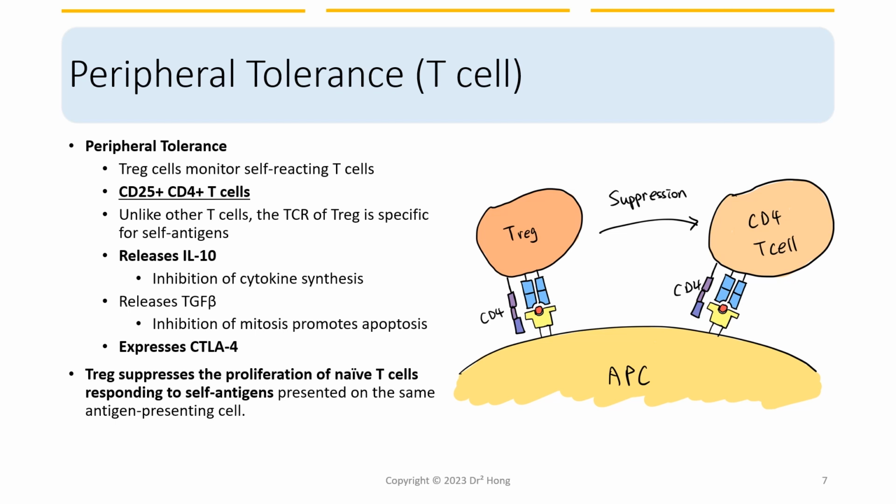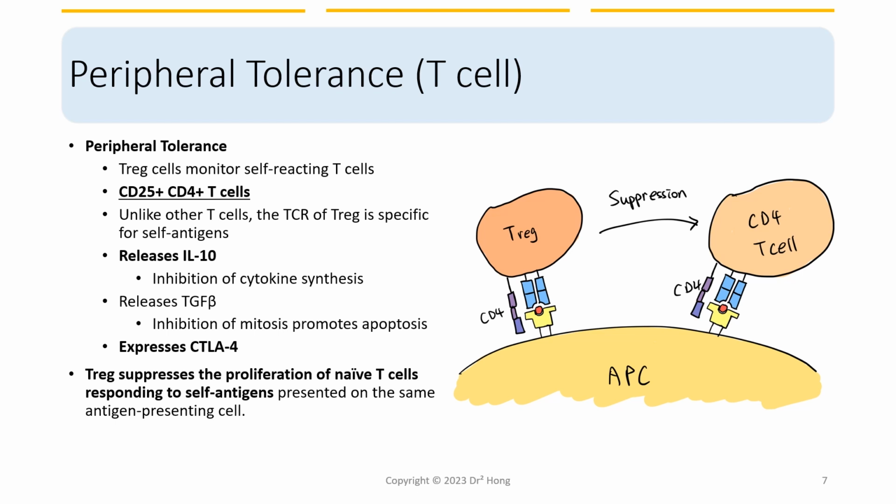These T cells have both CD25 and CD4 on their surface, but unlike other T cells, the Treg cells are specific to interact with the self-antigen or the self-peptide. Here you are looking at an illustration of how the T regulatory cells interact with the antigen-presenting cell. The antigen-presenting cell presents a self-peptide, and there is a CD4 T cell that interacts with the self-peptide.